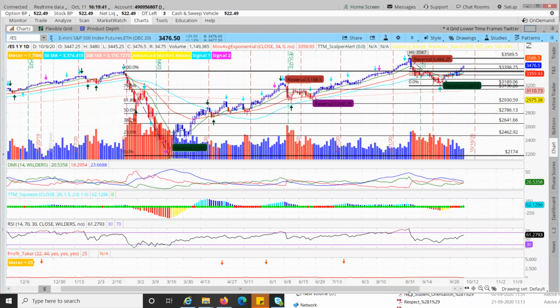Naval, what did you say? What was the blue line again? The blue line is ADX. Okay, thank you. You can use this by default item, which is DMI.